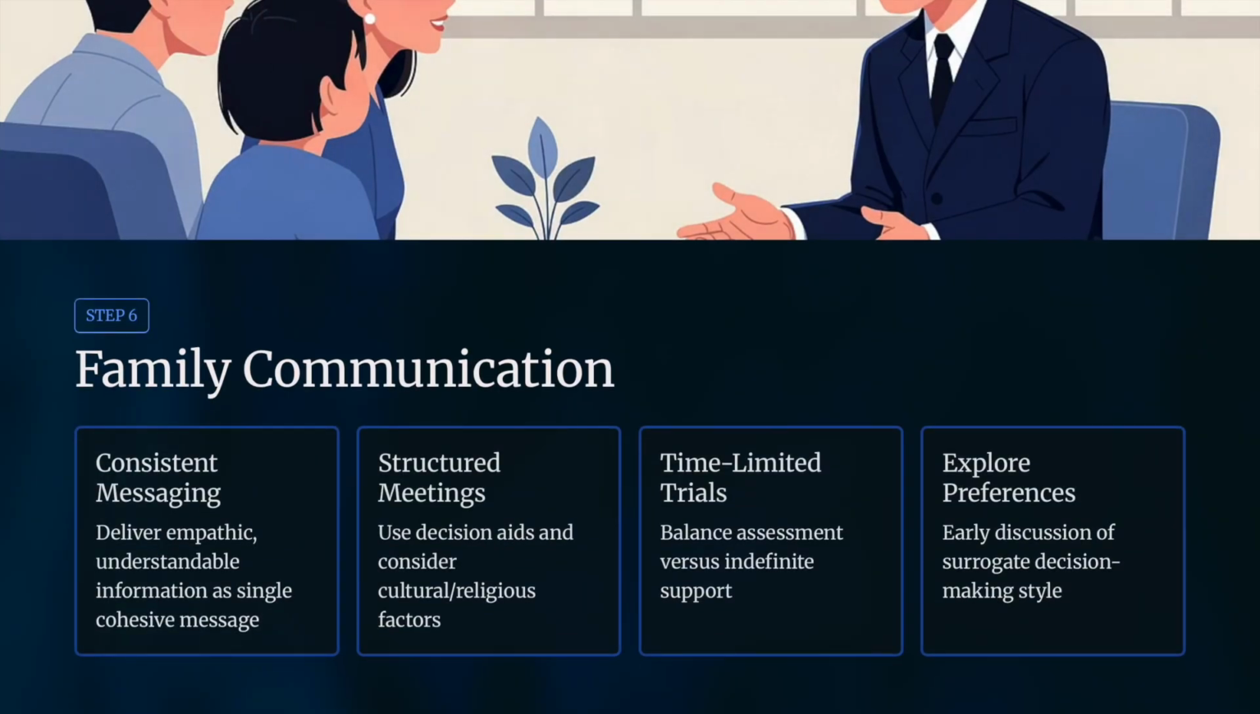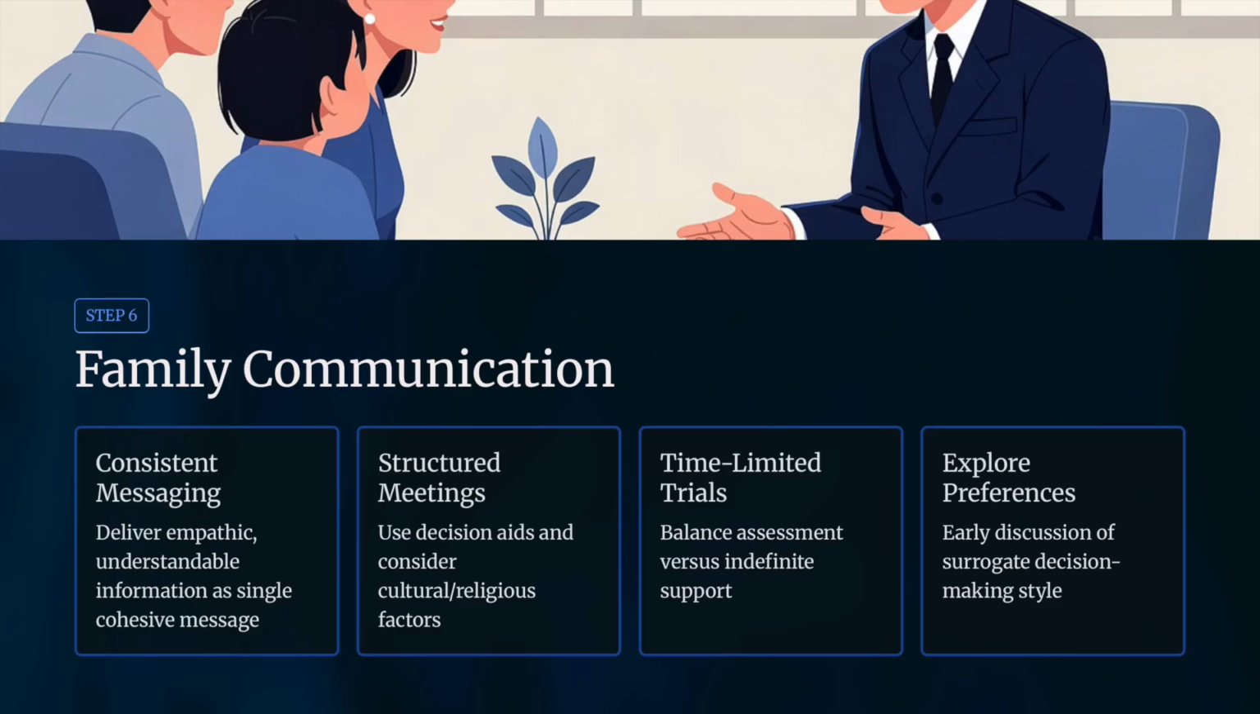Family communications. Consistent messaging is important. Always deliver empathic, understanding information as a single cohesive message. Do not give a lot of information which they cannot process. Make your information simple so that they can process it, and always be empathetic to their questions. Always have a structured meeting, use decision aids, and consider their cultural and religious factors as well.